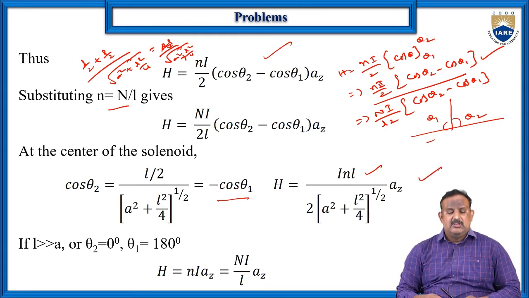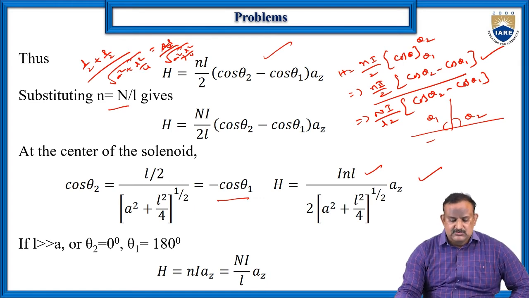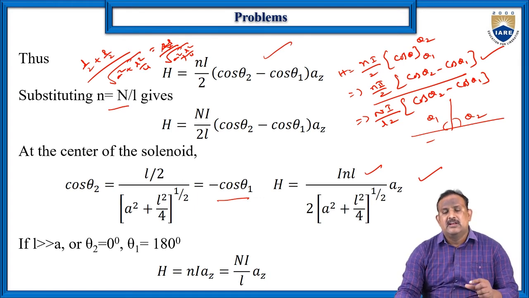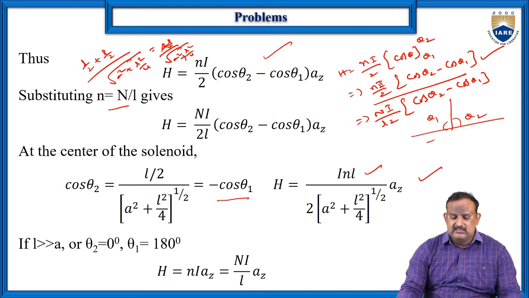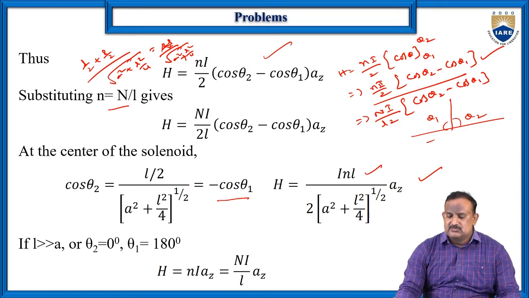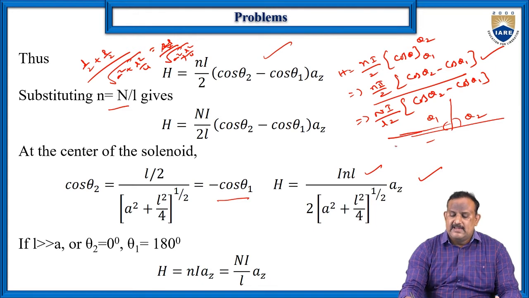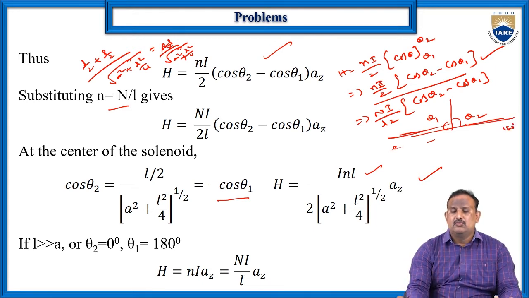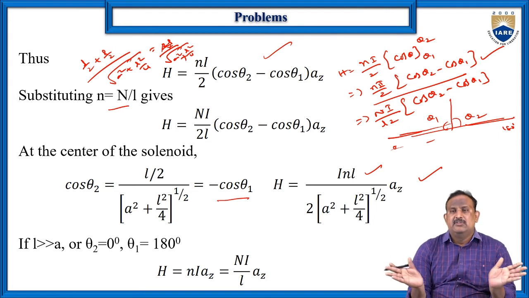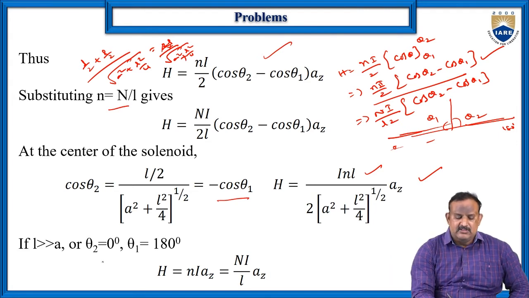Now if L is very much greater than A, that is, the length of the solenoid is very much greater than the radius, then the two angles, theta 1 and theta 2, behave as follows: theta 1 will move towards 180 degrees and theta 2 will move towards 0 degrees. Both go in opposite directions. Then theta 2 equals 0 degrees and theta 1 equals 180 degrees.